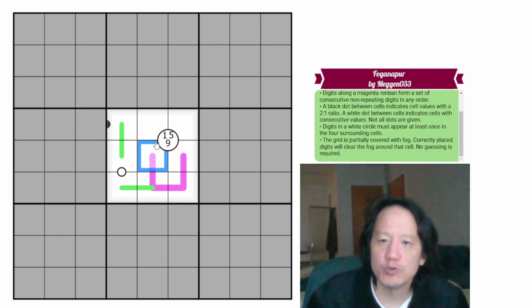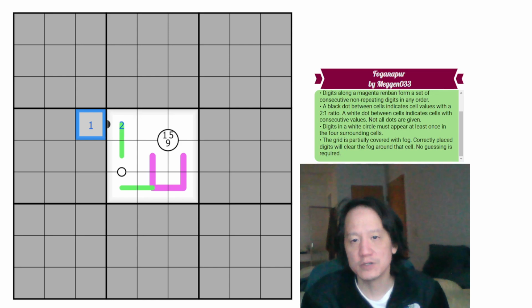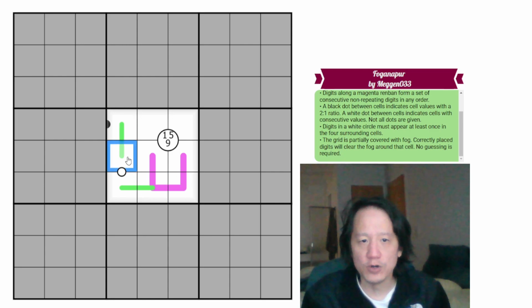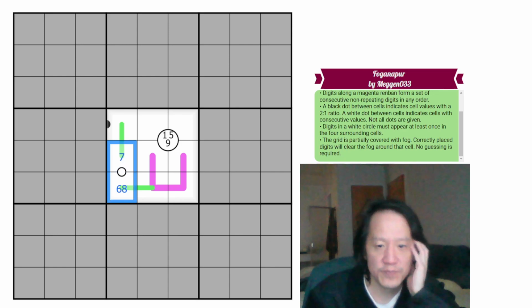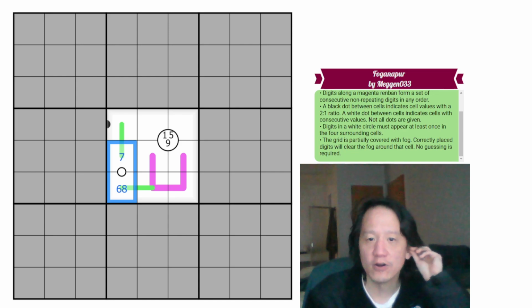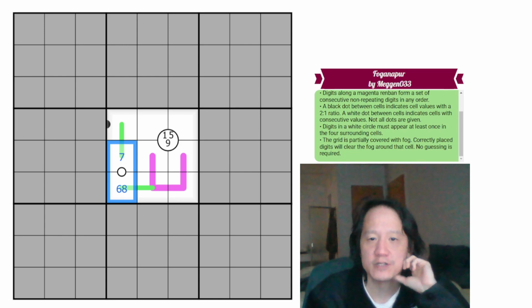A black dot between cells indicates cell values with a 2-to-1 ratio. So for example, if this were a 2, this would have to be a 1 or a 4 to maintain the 1-to-2 ratio between the two cells. A white dot between cells indicates cells with consecutive values. Not all dots are given. So if, for example, this were a 7, this would have to be a 6 or an 8 to make that consecutive. These are called Kropke dots, black Kropke dots and white Kropke dots. This is a very common rule that we have in variant Sudoku.